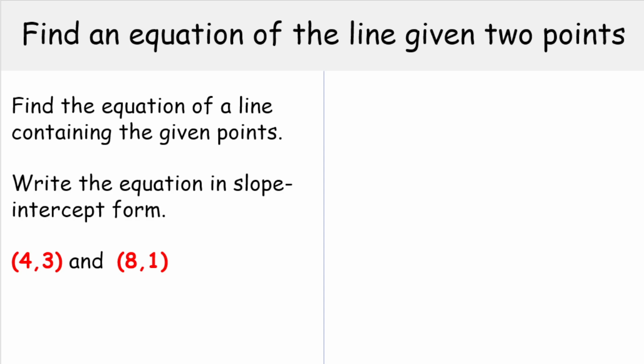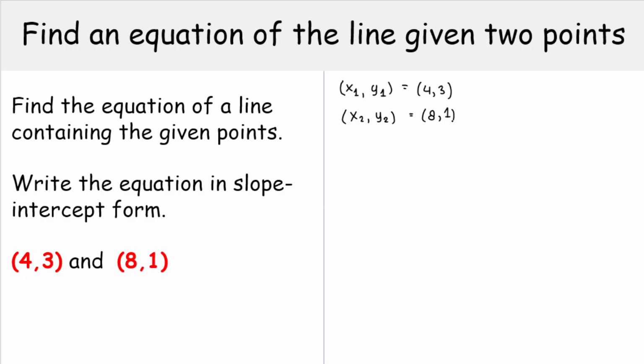Let's write one of the points as x1, y1, and that one is (4, 3). And then the second point is x2, y2. That will be (8, 1).